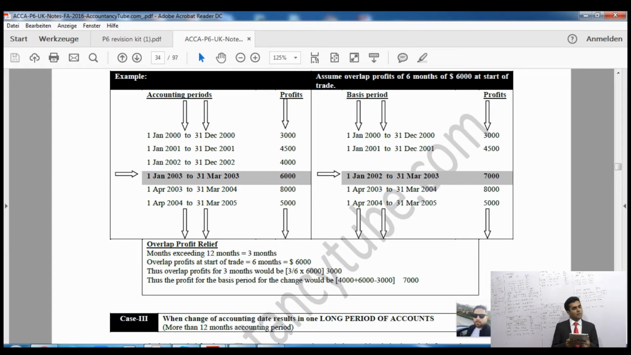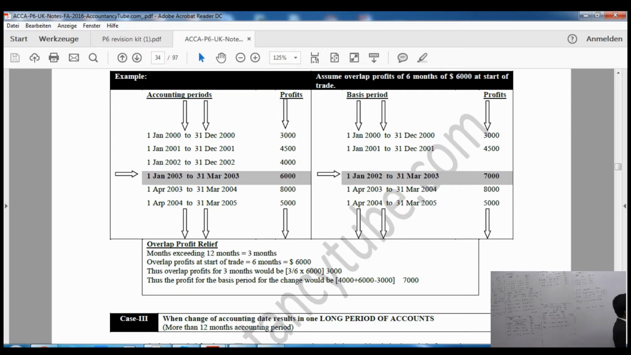We will not add the overlap profit, but we will give the relief. So when we give the relief, we will always deduct the overlap profits. So overlap profit for these 3 months was 3,000 as we calculated. So that 3,000 will be deducted out of that. So the remaining amount is going to be $7,000, which is the profit for the basis period of change. All right. So as given on the right side, which is $7,000, that is the profit which will be taxed in the year of change.